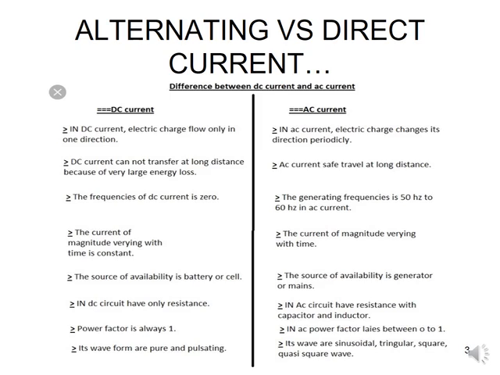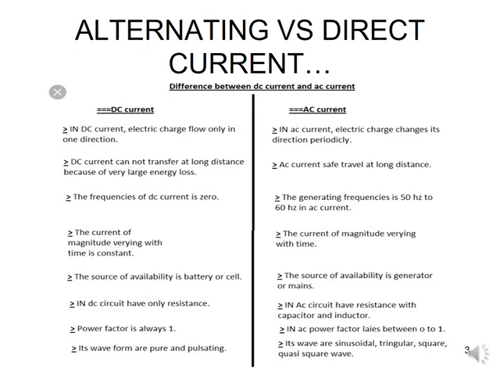Then in DC, we've only got resistance on your lines, whereas your AC has got resistance together with capacitance and inductance. And that is why when we talk about lines, we usually talk about impedance. We're referring to AC lines where you've got resistance, inductance, as well as capacitance. You only have a power factor that is always 1 on your DC, while on your AC, your power factor could be anything between 0 and 1.